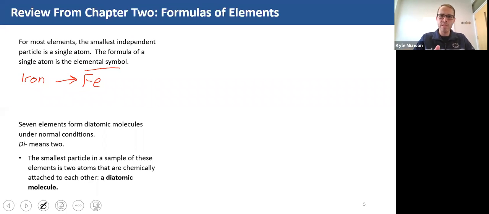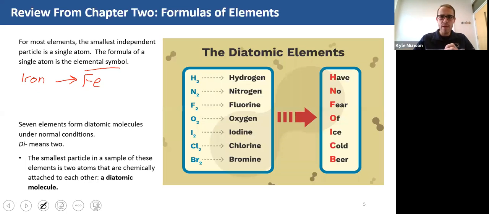But 7 elements form diatomic molecules, if you remember that from chapter 2, under normal conditions. And di there means 2. So the smallest particle in a sample of these elements is actually 2 atoms that are chemically attached to each other that forms a diatomic molecule. And remember, in chapter 2, we used this to remember the diatomic molecules. The molecules are hydrogen, nitrogen, fluorine, oxygen, iodine, chlorine, and bromine. And again, they exist as diatomic molecules where there's 2 atoms chemically attached to each other.